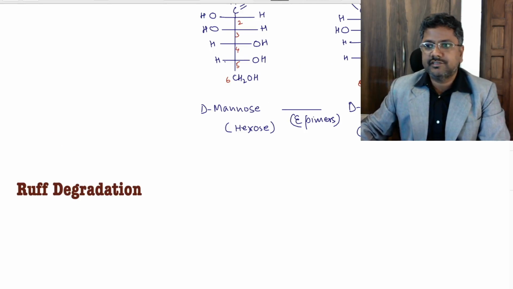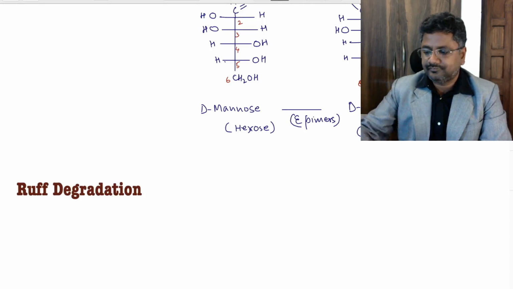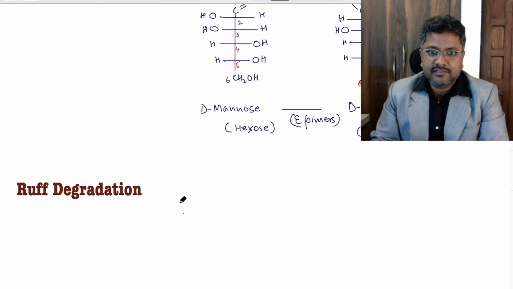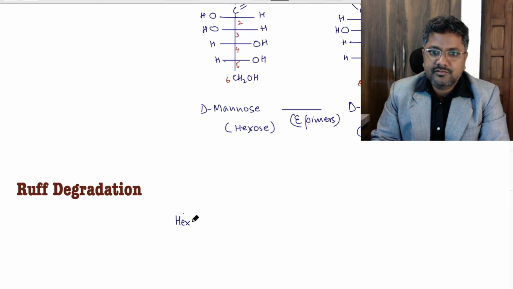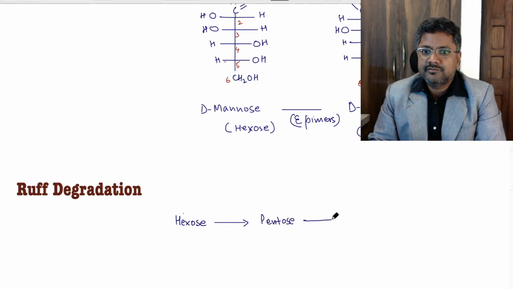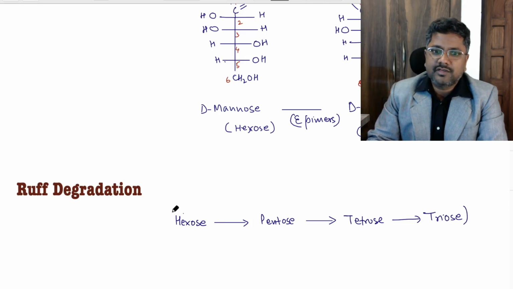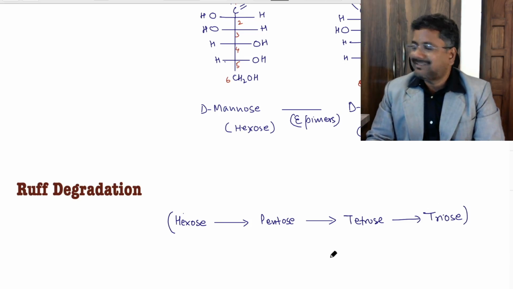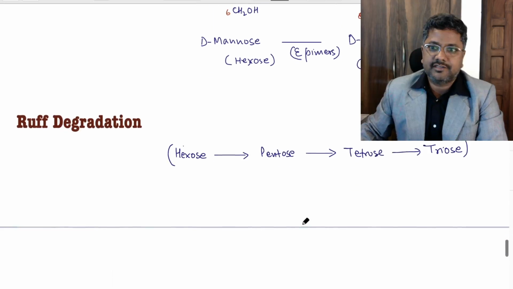What is the basic concept of this reaction? You can convert hexose, meaning 6 carbon, to pentose, or tetrose to triose, pentose to tetrose, tetrose to triose. So you can decrease the number of carbon atoms in the chain of the carbohydrate, right?